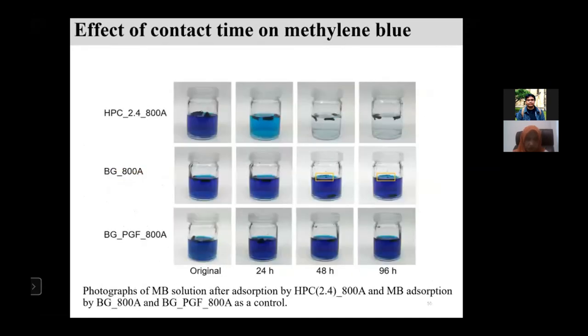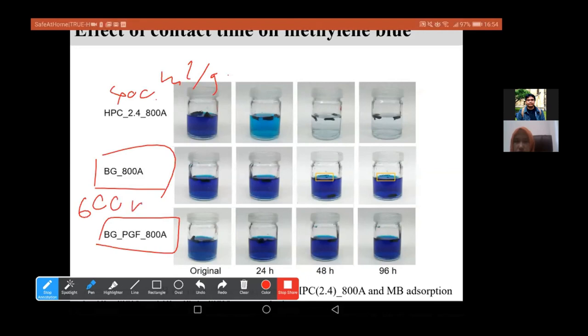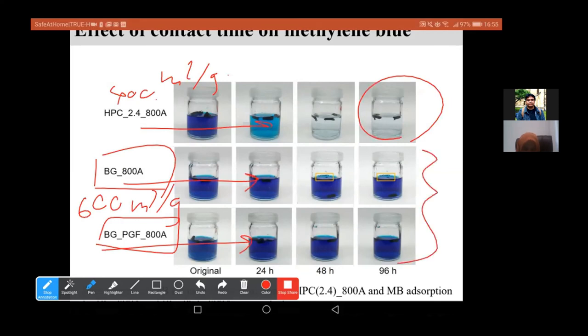Okay, let's see here. HPC 2.5 800A on the top row. This is the best sample that we have. It has a surface area of only 400 square meters per gram. Why do the two lower ones have a surface area of 600 square meters per gram? But if you see here, after time passes, this one gets adsorbed. So we put the methylene blue inside, but why do the other two not adsorb at all, even if you leave them for 1 week?